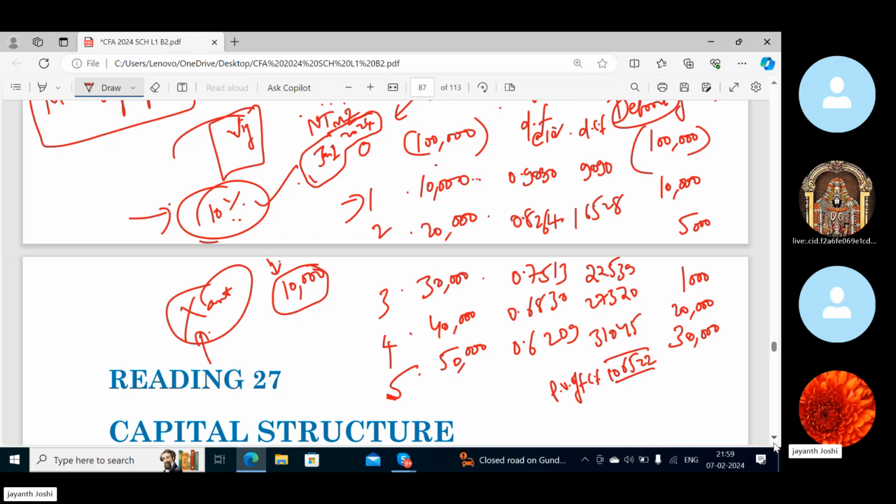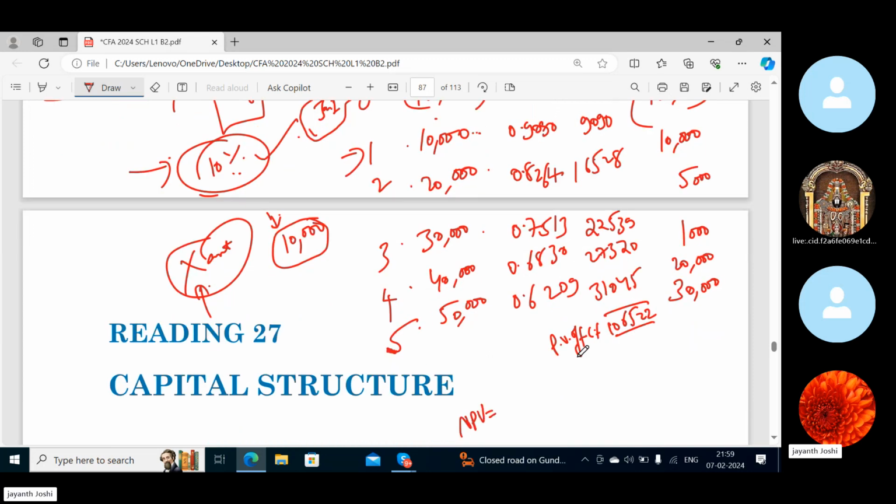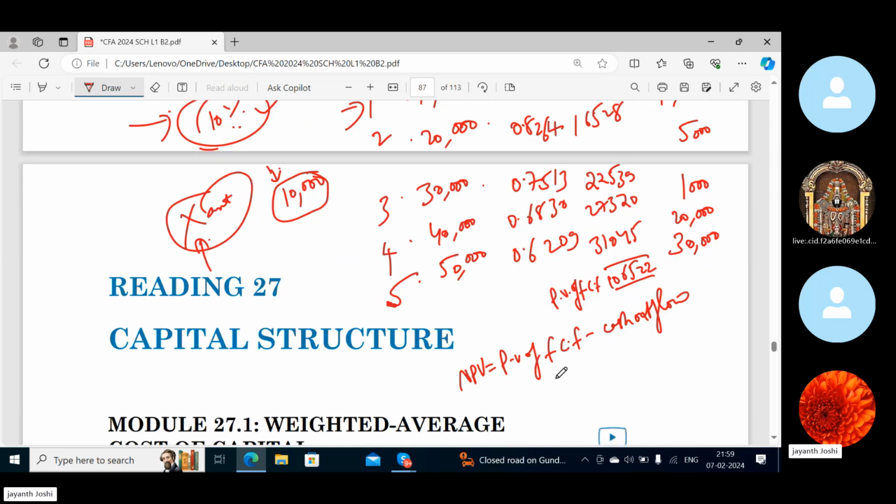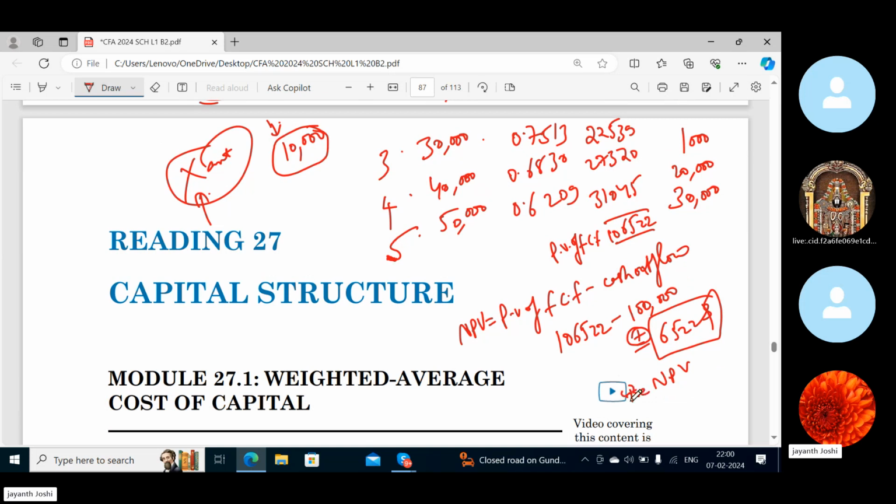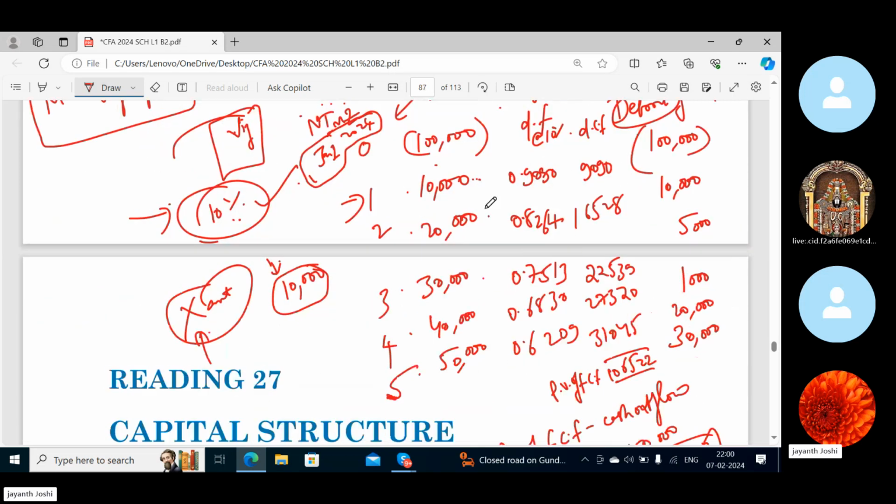Okay. So now to find out NPV of a project, the present value of future cash flows minus cash outflow. The present value of future cash inflow is 1,06,522 and the outflow is 100,000. So you're getting $6,522. This difference is positive, so this is positive NPV. So the Zahirabad project is giving us positive NPV and we can consider the Zahirabad project.